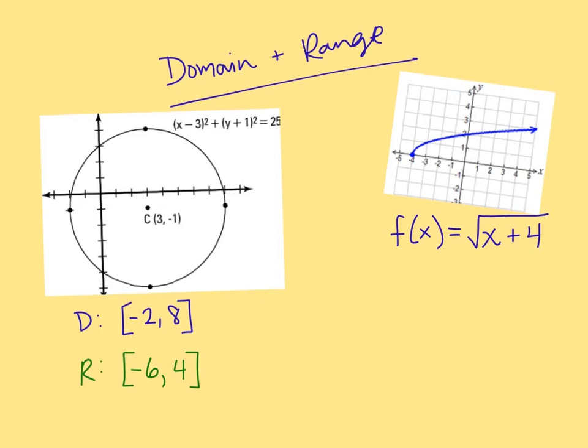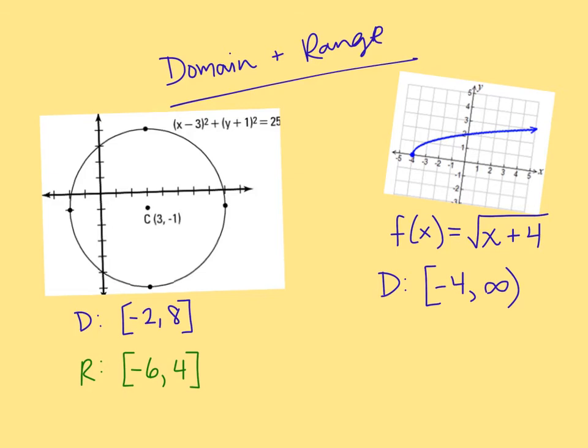Let's take a look at the domain. So we're going to look from left to right. And our leftmost value that we hit is negative 4, and we actually don't have a rightmost value. This extends indefinitely to the right. So for our domain we take on negative 4, so we're going to include it, and we extend to infinity. Infinity always has an open parenthesis rather than a closed bracket because infinity cannot technically be reached.